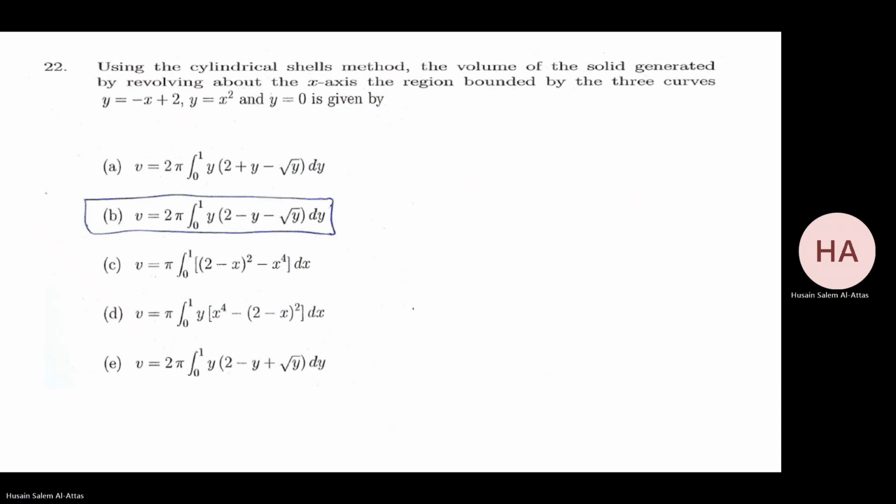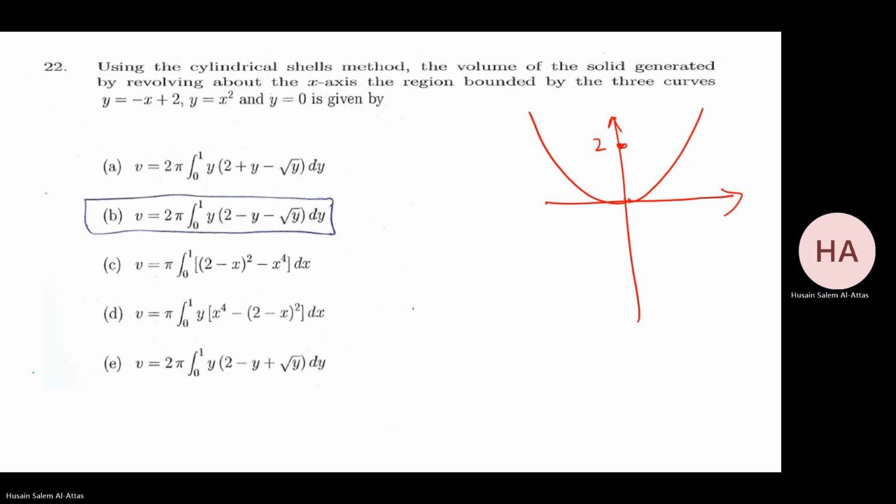Continue. Use cylindrical shells, the volume of the solid whose region is bounded by the three curves. I have three curves. Okay, I need to graph them. y equals 0, the x-axis, very clear. y equals x squared. This is y equals x squared.